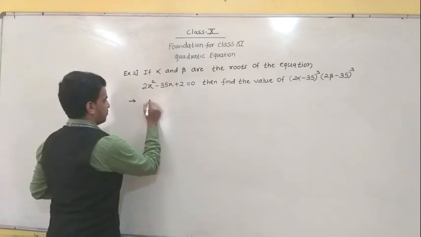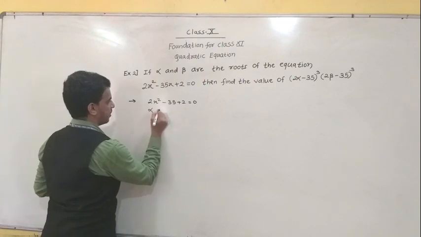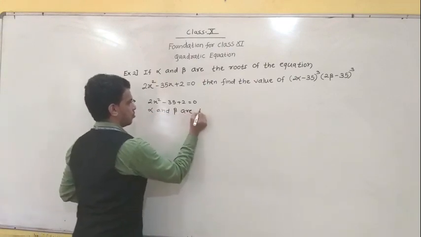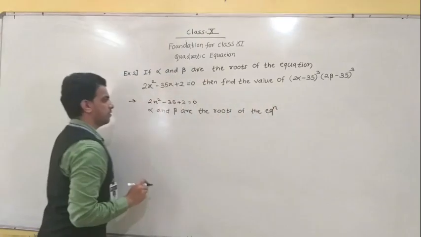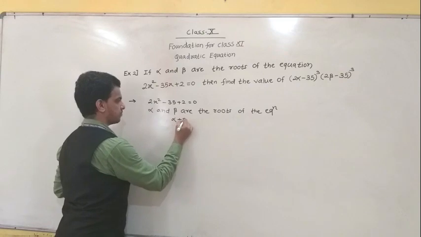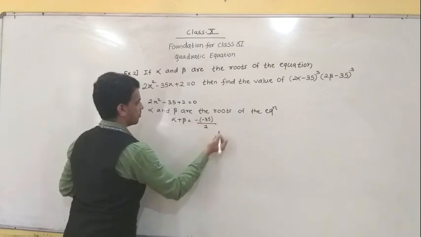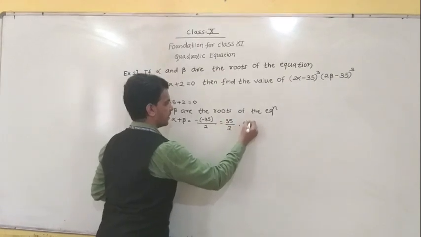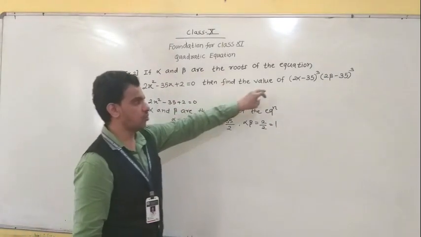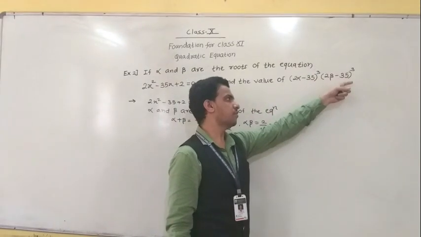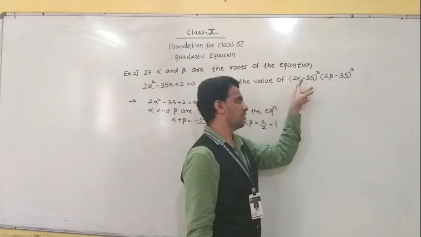Now 2x square minus 35x plus 2 is equal to 0 is the given equation, and alpha and beta are the roots of the equation. So alpha plus beta, that we can find, is minus b by a, so minus of minus 35 by 2, that is 35 by 2, and alpha into beta is c by a, so 2 by 2, that is 1. Now we have to find the value of (2 alpha minus 35) cube and (2 beta minus 35) cube and the product of that. If we expand these terms and then find the value, that is very critical to find.